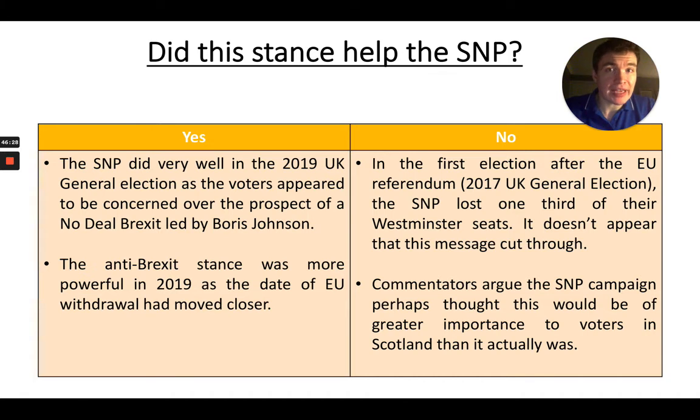Has this stance helped the SNP? On the one hand, in 2019, Scottish voters appeared to be quite concerned over the prospect of a no-deal Brexit by Boris Johnson. And again, Boris Johnson led a very pro-Brexit campaign in 2019. The SNP ran something quite contrary to that, and Labour gets squeezed in the middle there. So it's possible to say that the Scottish voters became quite aware of the risks of Brexit, so close to it, and perhaps they gave their support to the SNP.